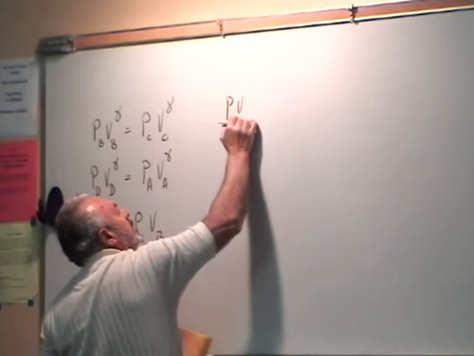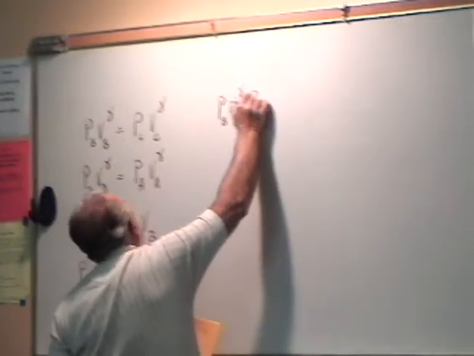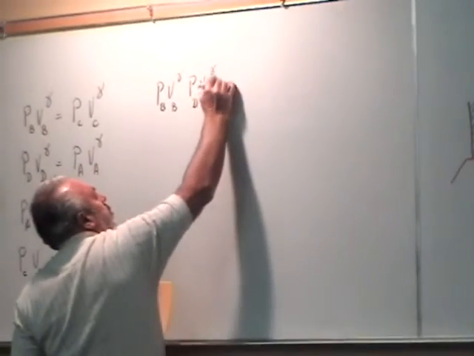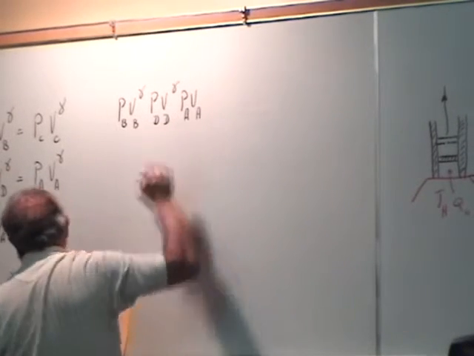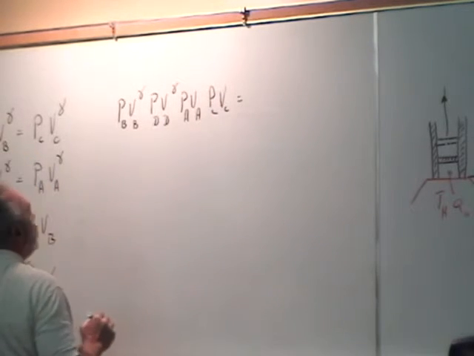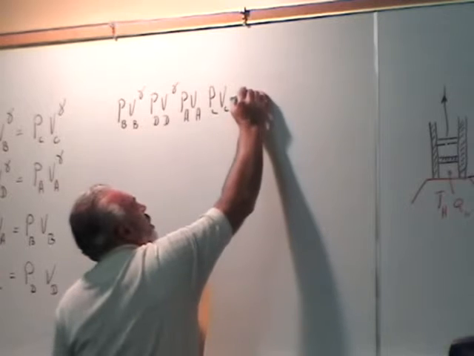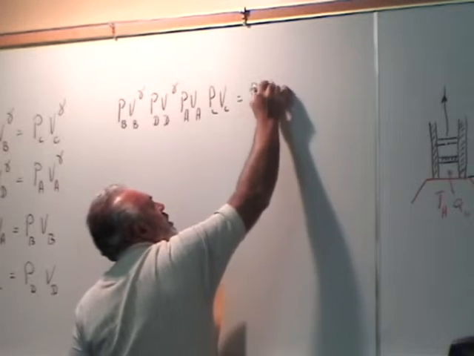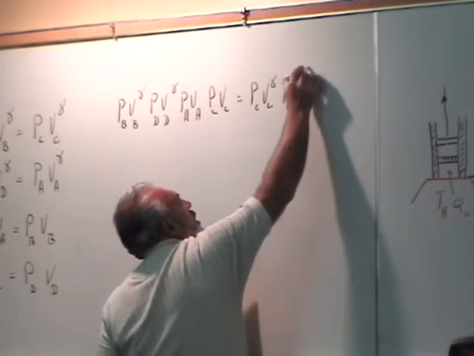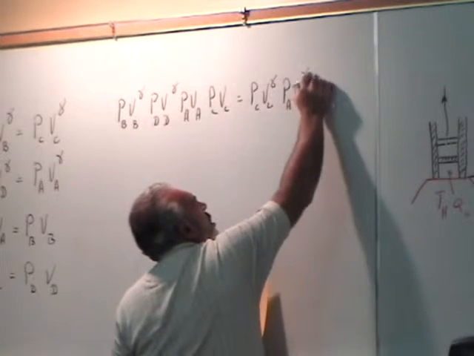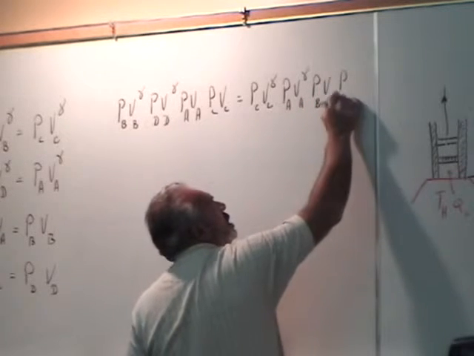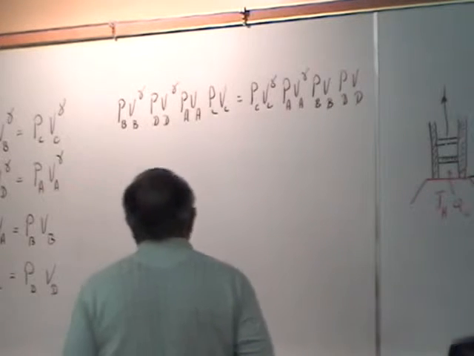P_B V_B^γ, P_D V_D^γ, P_A V_A, and P_B V_B equals this product over here. P_C V_C^γ, P_C V_C^γ. Next one is P_A V_A^γ, P_A V_A^γ. Now P_B V_B, and the last one, P_D V_D. What fun.